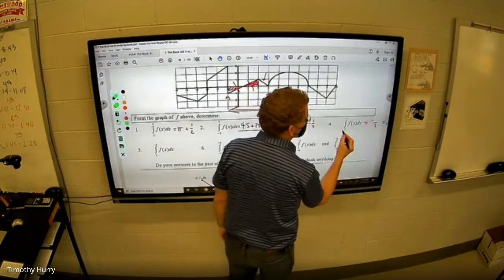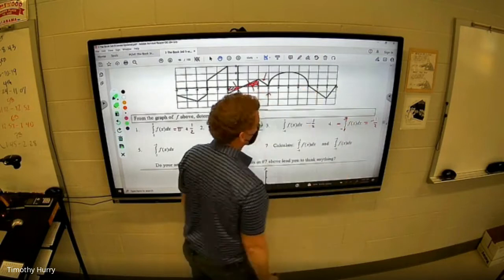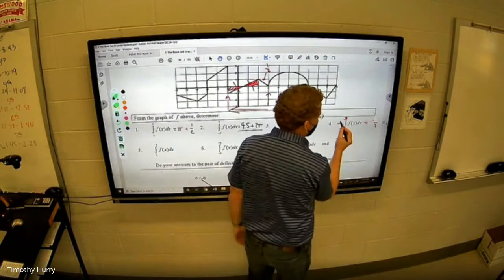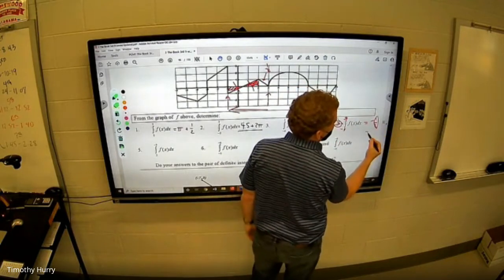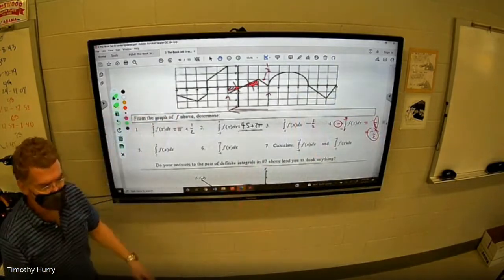Now, if you're like, I would have forgot that negative. Well, then do this. Put a negative there and change that from -1 to 3. From -1 to 3, you have a +1/2. So you carry the negative over to the +1/2, and it makes it -1/2. Either way, I don't care.